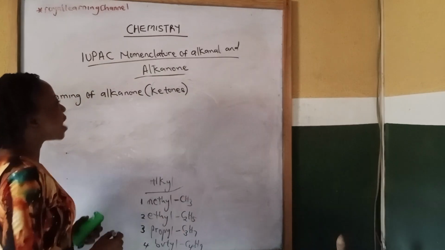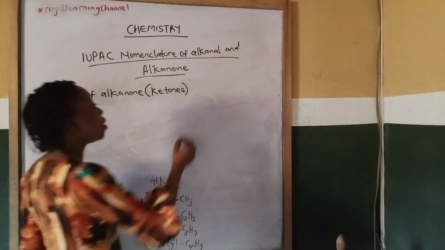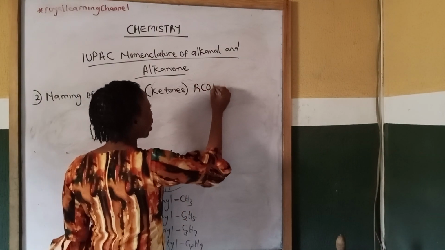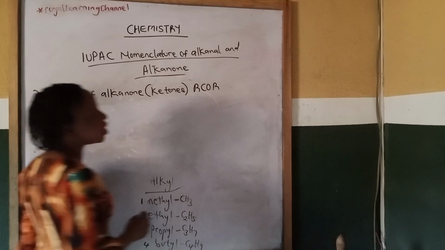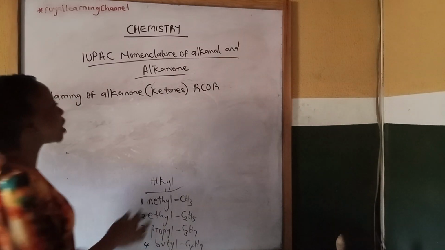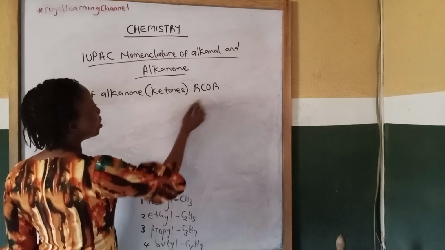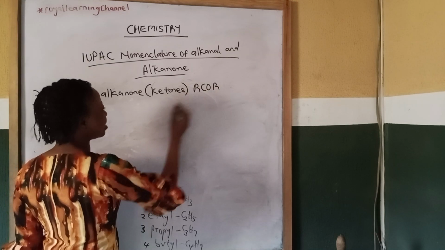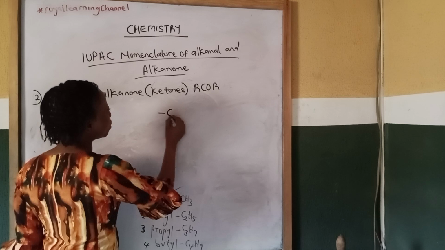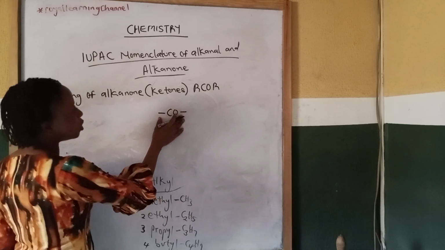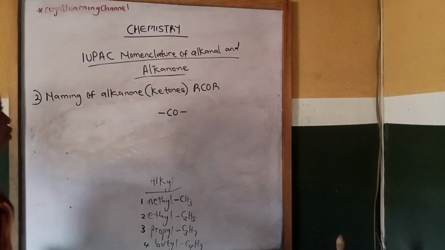It has a general formula of RCOR. Then the functional group of alkanone: by the time you remove R at this side and at this side, the functional group will be CO with a double bond. So this is the functional group of alkanone.